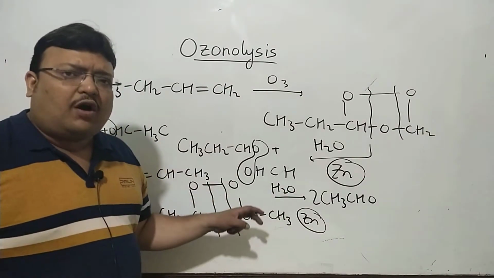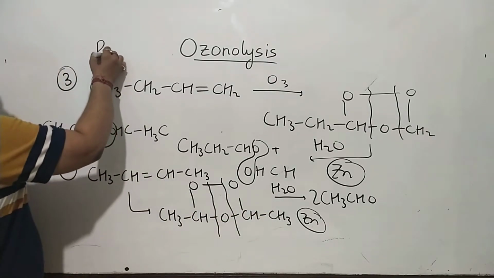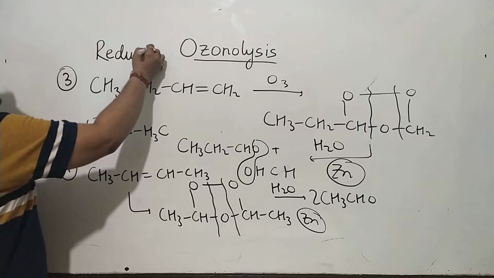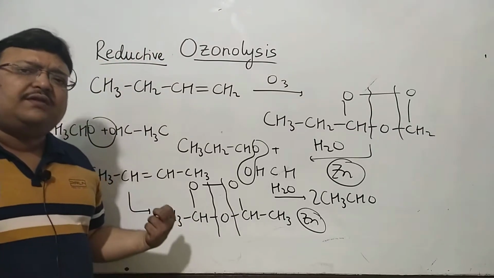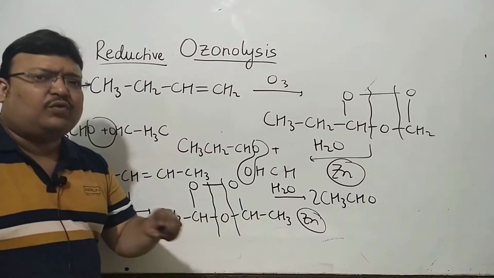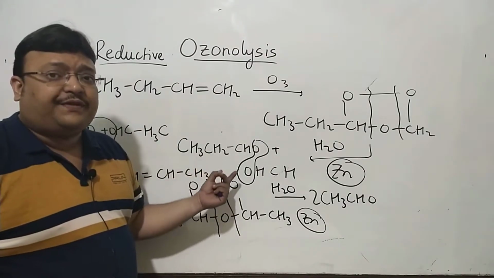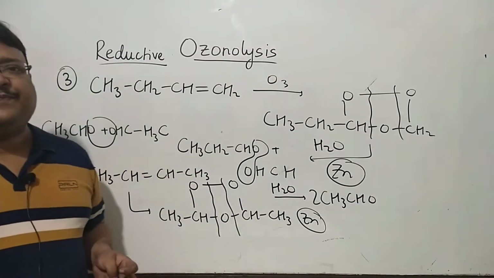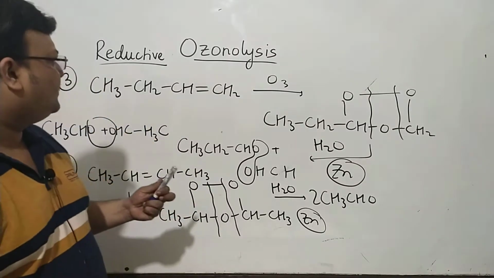And in the common ozonolysis using zinc, the process is called reductive ozonolysis. So common ozonolysis is reductive ozonolysis, where we want a mixture of aldehydes only. In absence of zinc, aldehydes will become acids. Let's talk about a few more cases.